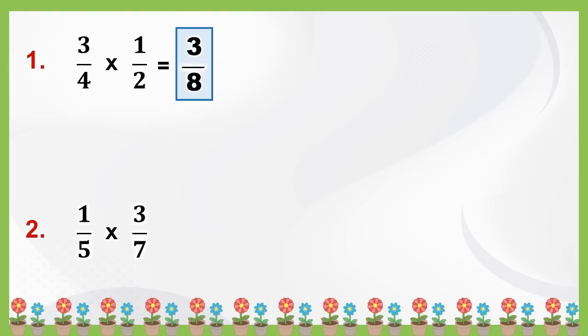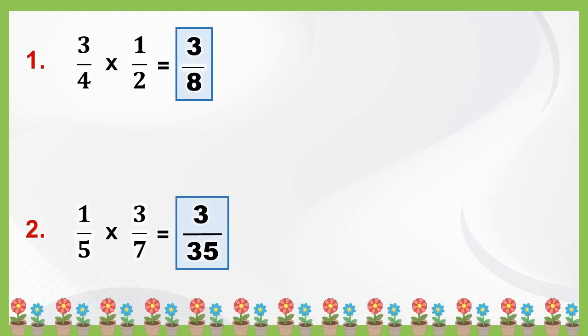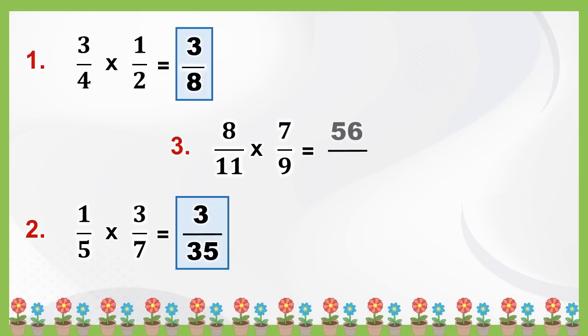Number 2. 1/5 times 3/7. Multiply first the numerators. 1 times 3 equals 3. Then multiply the denominators. 5 times 7 equals 35. So the answer is 3/35. Number 3. 8/11 times 7/9. Multiply the numerators. 8 times 7 equals 56. Then the denominators. 11 times 9 equals 99. So the answer is 56/99.